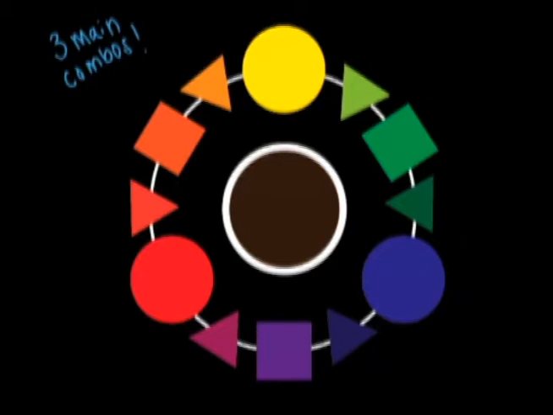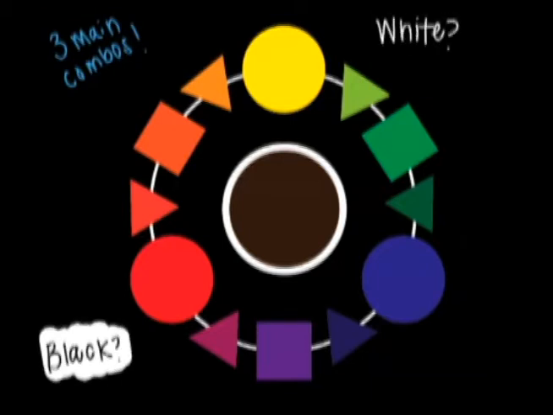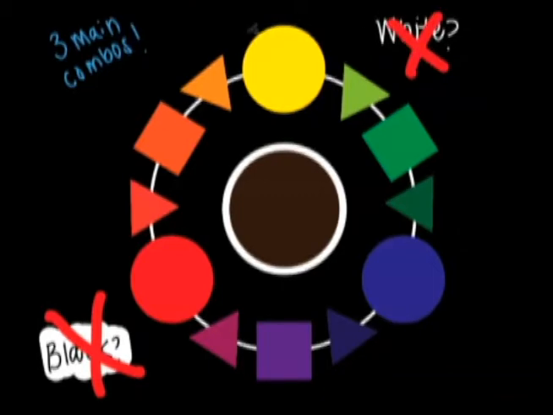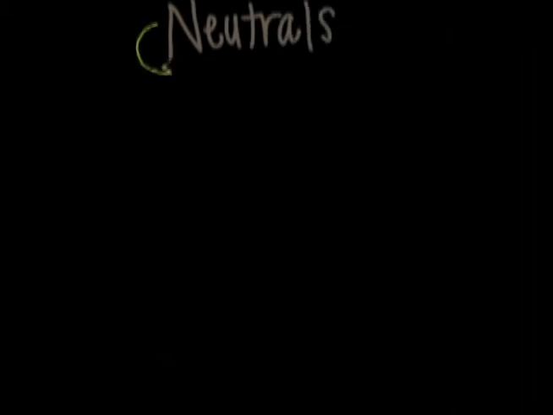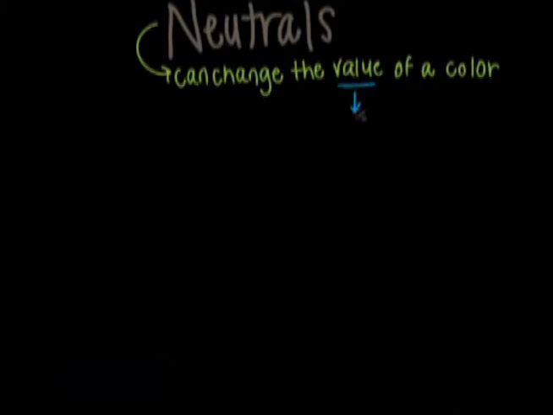You may be wondering, where does white and black fit in? Well, white and black don't go on the color wheel because they're not colors. White and black are neutrals, and neutrals can be used to change the value of a color. Value is just a fancy way of saying how light or dark a color is.